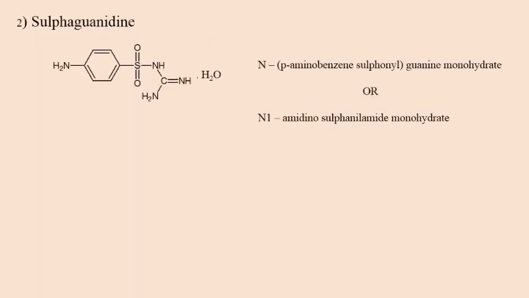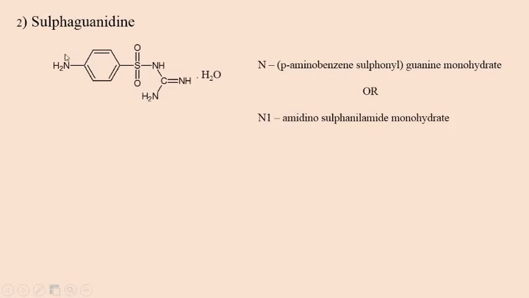Second drug, which is sulphaguanidine. Now, for the IUPAC nomenclature, remember this entire thing is the guanidino group: carbon double bonded NH, NH and NH2. This is guanidine. So to this guanidine we have the para-aminobenzene sulfonyl group attached.